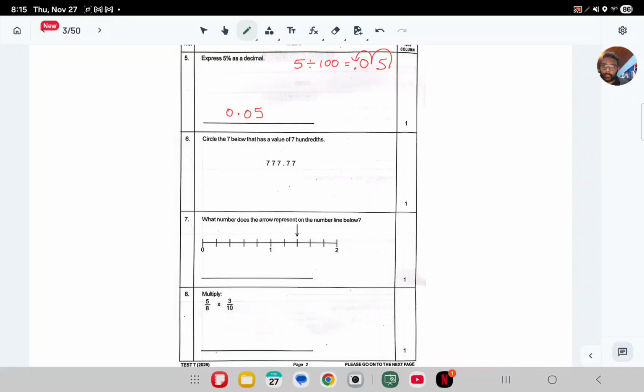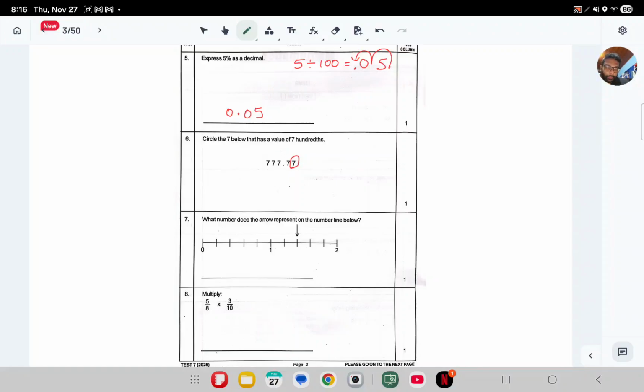Number 6, circle the 7 below that has a value of 7 hundredths. Alright, which is the same as 7 over 100 or 0.07. So we know that would be this one here, the 7, because this is hundredths, tenths, ones, tens, hundreds.